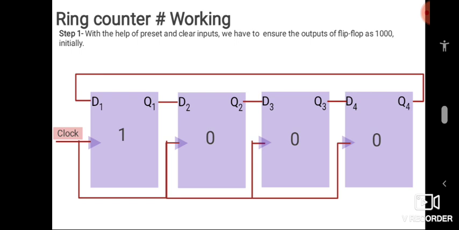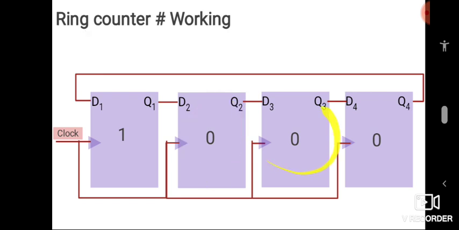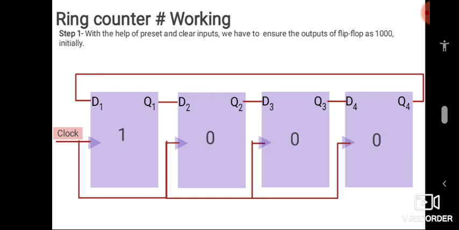Okay, now what about clear? If the clear input of any flip-flop is enabled, its output will be set to 0 irrespective of the value of inputs. Okay, so here what we have done, I have enabled preset of the first flip-flop, and I have enabled clear of the rest of the flip-flops. So the output of the flip-flops is 1 0 0 0. Is that okay? This is the first step.